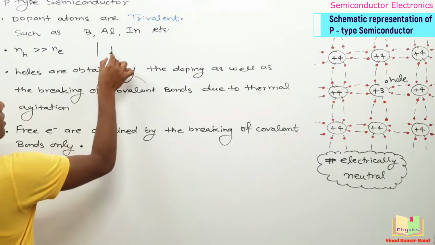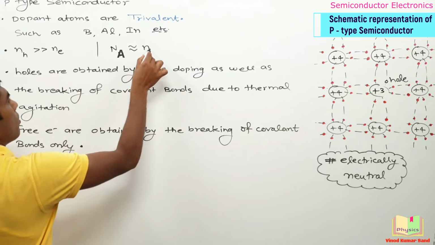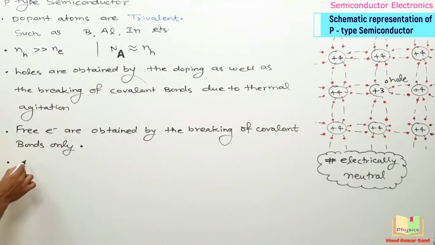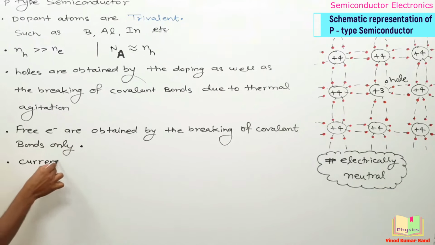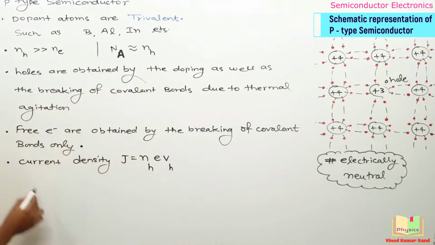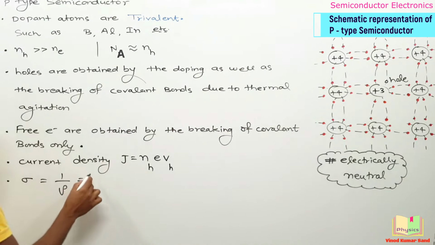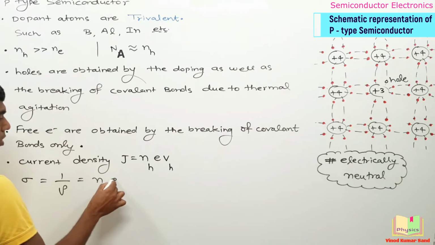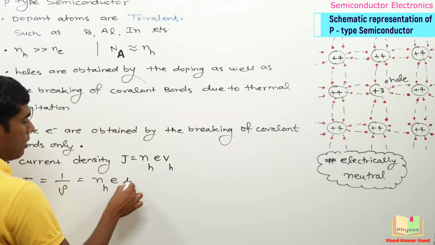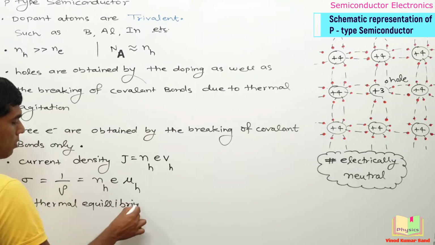The acceptor concentration is almost equal to the concentration of the holes. The current density formula: N holes, electronic charge, and V hole. The electrical conductivity and electrical resistivity are related by N holes, electronic charge multiplied with mu holes. At thermal equilibrium, the law of mass action will be valid.